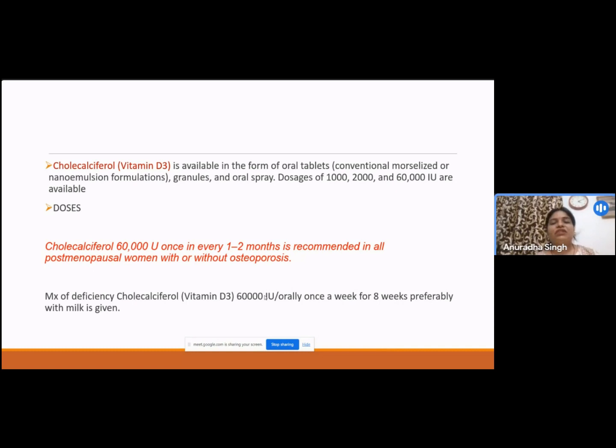Now, this vitamin D3 is available either in the form of oral tablets, granules, or oral spray in various doses. The doses we talk about: if a woman is with or without osteoporosis, 60,000 international units has to be given every 1 to 2 months to all the postmenopausal women. And if the woman is documented as vitamin D deficient, it is 60,000 international units per week for 8 weeks, preferably with milk.